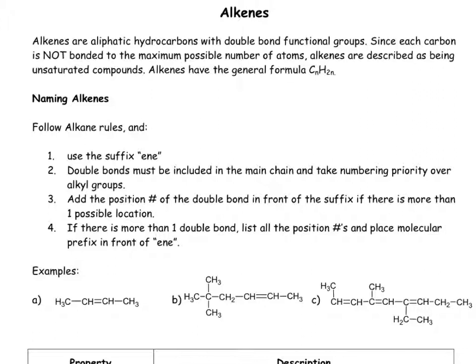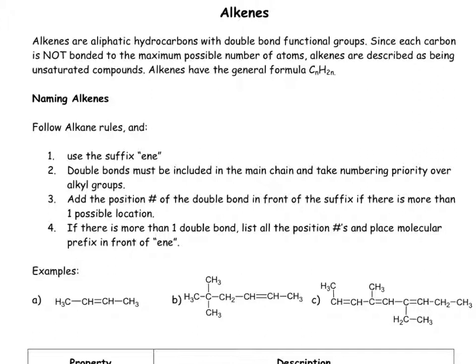Alkenes are aliphatic hydrocarbons with double bonds as their functional groups. Since each carbon is not bonded to the maximum number of atoms, alkenes are described as being unsaturated compounds. So alkenes have the general formula CnH2n if the alkene has a single double bond. Whenever you put a double bond on a hydrocarbon, you have to remove 2 hydrogen atoms.